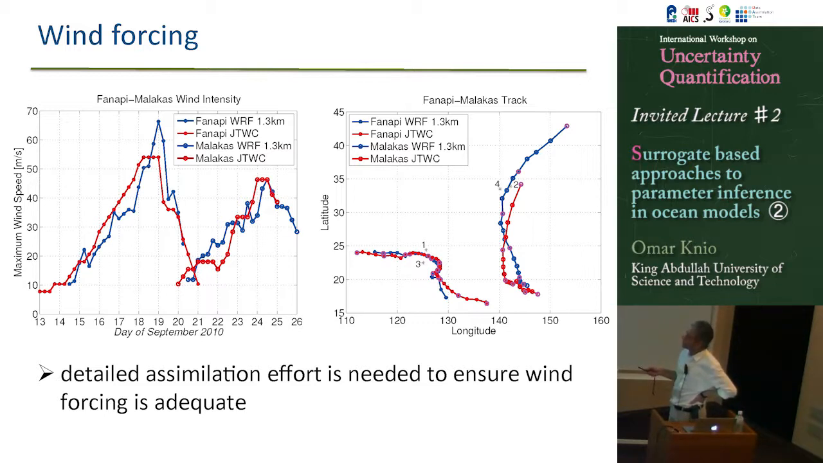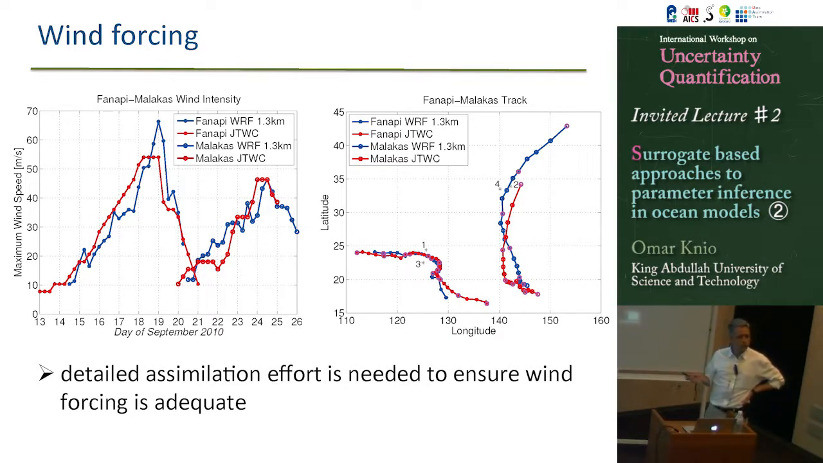If I want to take Fanapi, this is the red curve, JTWC, the Joint Typhoon Warning Center. This is observational data. The blue is our prediction, okay? And when we're running the Weather Research and Forecasting model, you're reading it correctly, 1.3 kilometers.